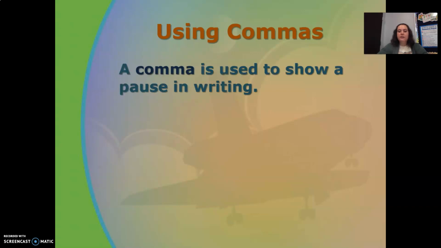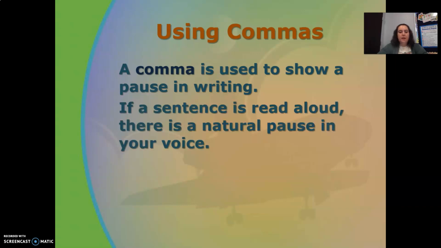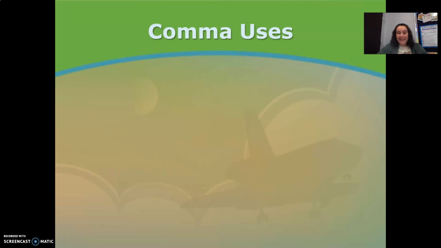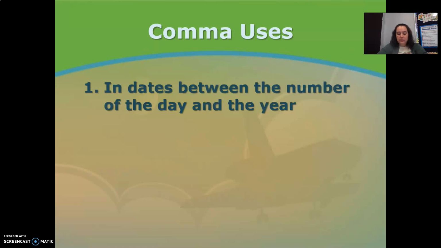First thing we need to know is that a comma is used to show a pause in writing. It's where we naturally pause as we speak. If a sentence is read aloud, there is a natural pause in your voice as you read the sentence. And now we're going to look at 8 different comma rules. These are listed on your page 289. You need to refer to them as you work on these work pages.